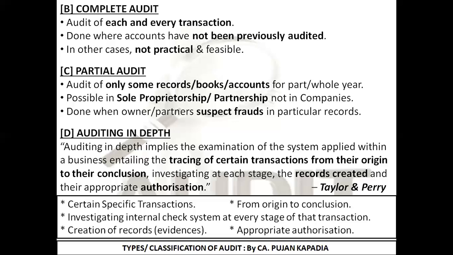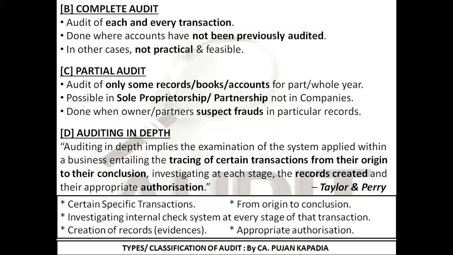That is, I am selecting certain transactions. I am finding out the origin of the transaction and I am investigating each and every stage from origin to the end, that is, from beginning to end. Plus, I'm investigating every record that is created and checking that proper authorization was given for each transaction or not. Auditing done in this manner is known as auditing in depth.